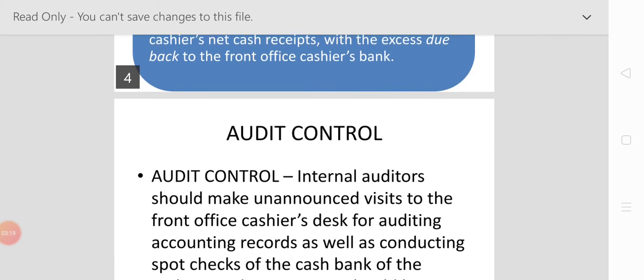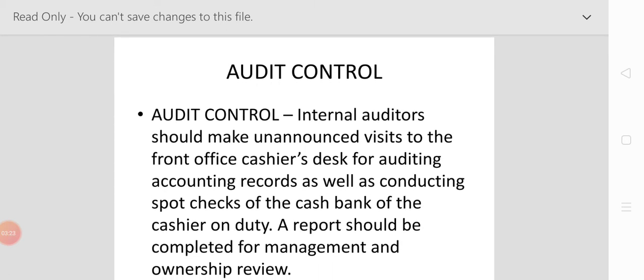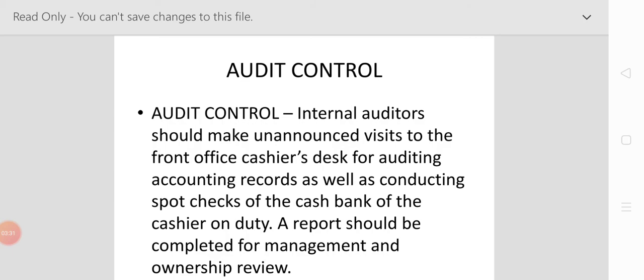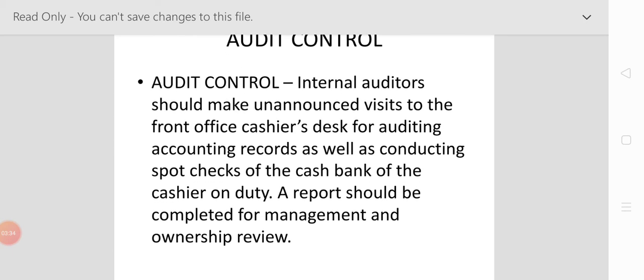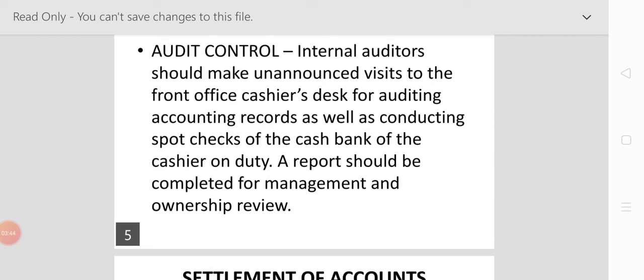The next topic is the audit control. Initially, the auditor should make a visit to the front office cashier desk for auditing accounting records as well as conducting spot checks of the cash bank of the cashier on duty. A report should be completed for the management and ownership review.